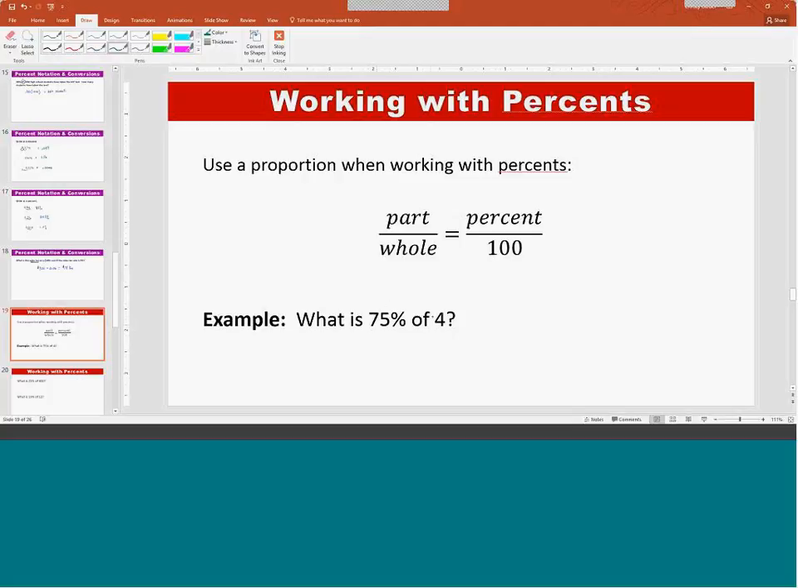So what is 75% of 4? Well, this is more straightforward. I know that "of" means multiply, so I'm going to multiply 75%, or 0.75, times 4, which is going to give me 3. Okay, that's pretty much straightforward. Let's look at others.